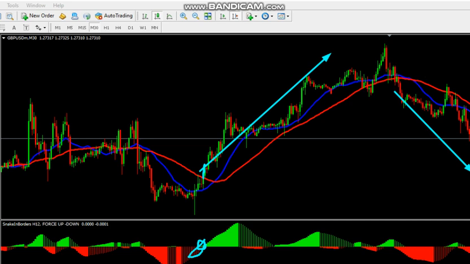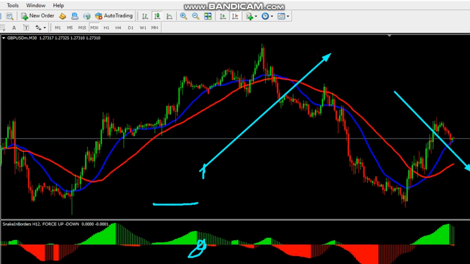Could be somewhere around here. You don't take into account the wick. And so you buy the market. And let's see. Let me look at this.